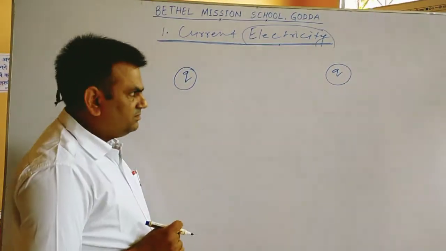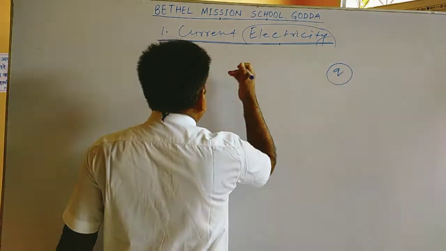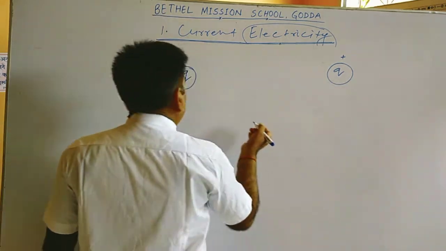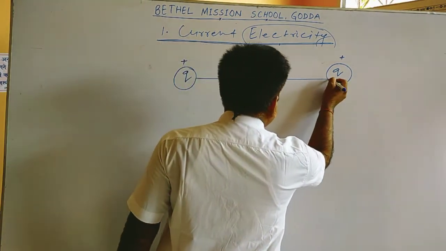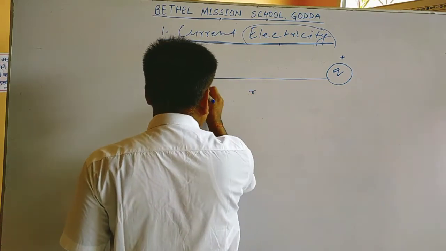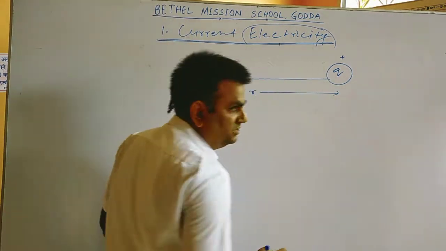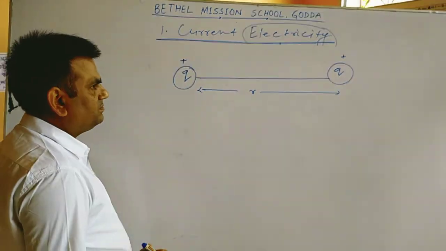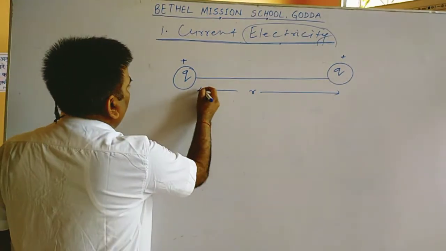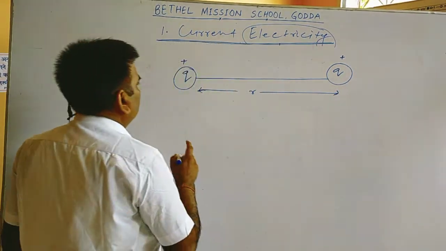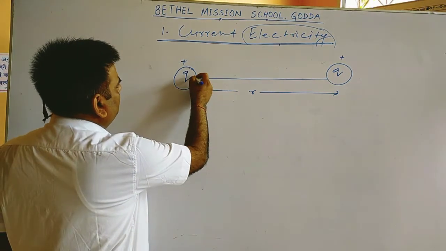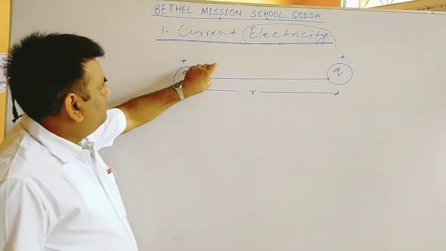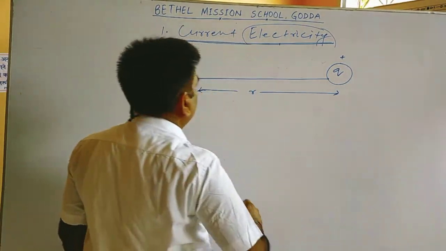Here we will take two charges. It doesn't matter if the charges are positive or negative. So here we'll take two positive charges. And both charges are separated by the distance r. R is the distance between two point charges. Now, this charge exerts a kind of force on each other.